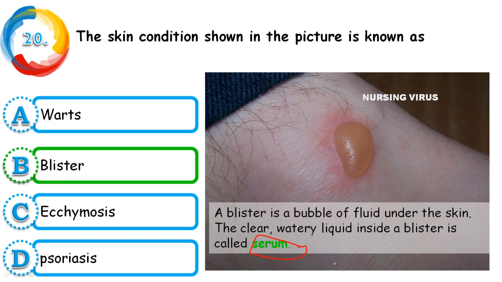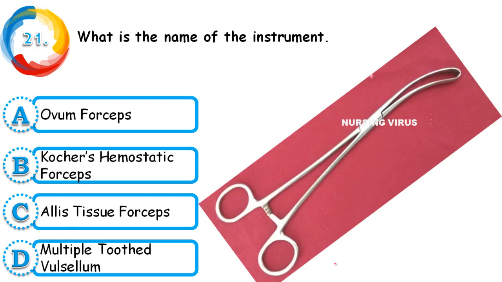The blister is too small, that is called vesicles. So those larger than half an inch are called bullae. 21. What is the name of the instrument in the given image? Ovum forceps, Kocher's hemostatic forceps, Allis tissue forceps, multiple toothed vulsellum. So the correct option is multiple toothed vulsellum.